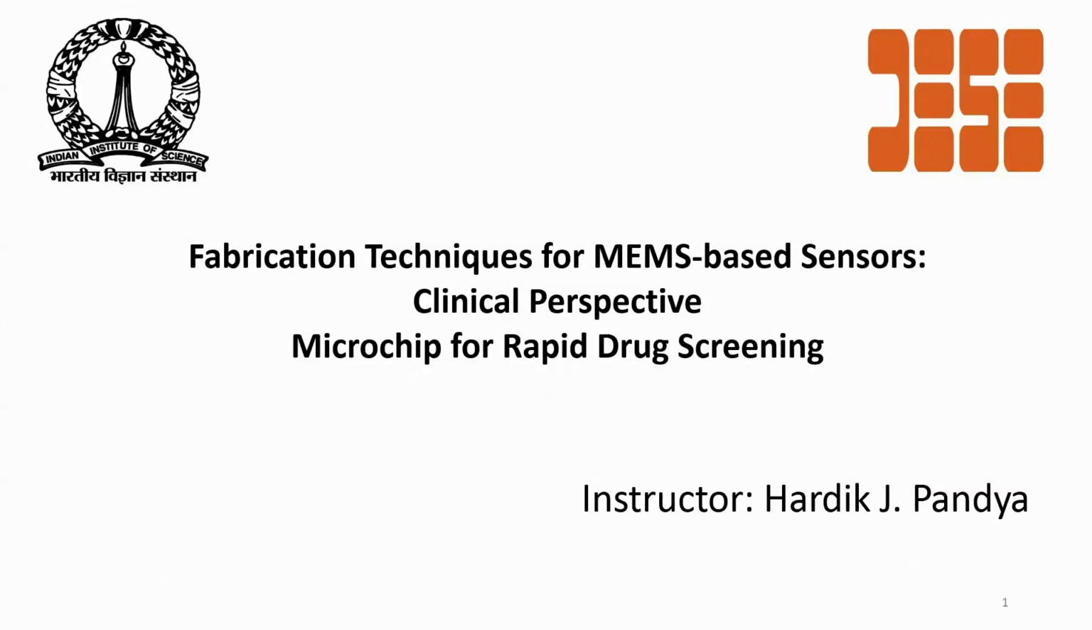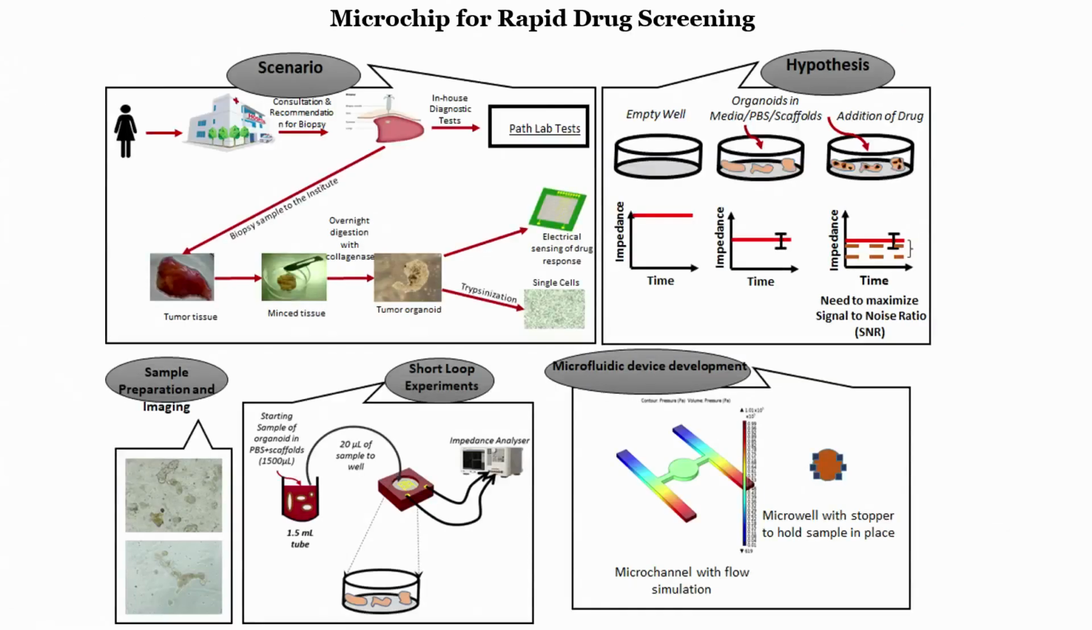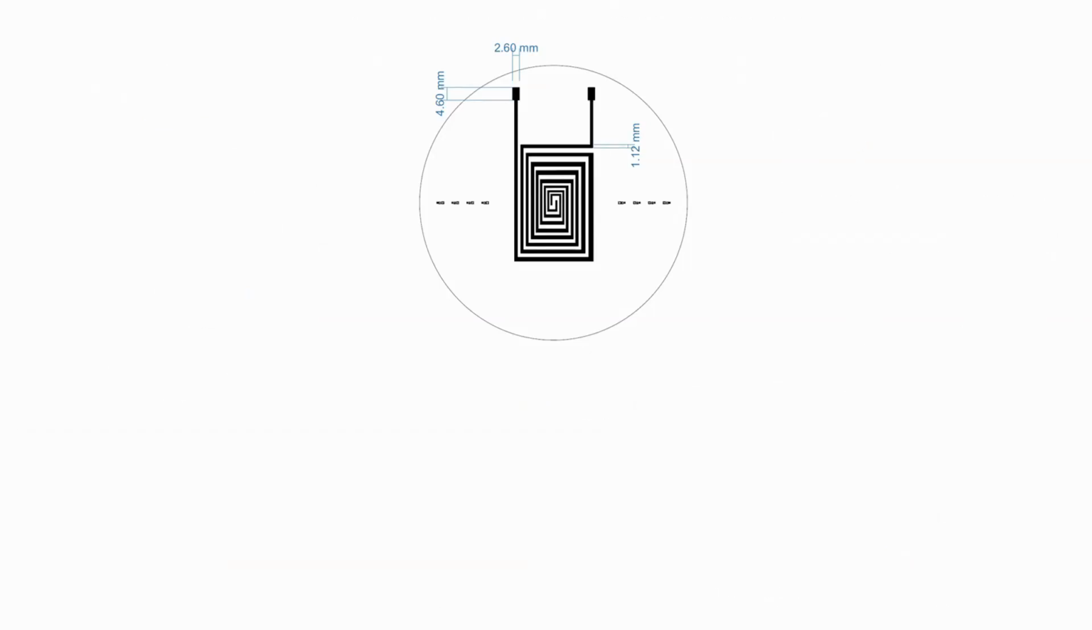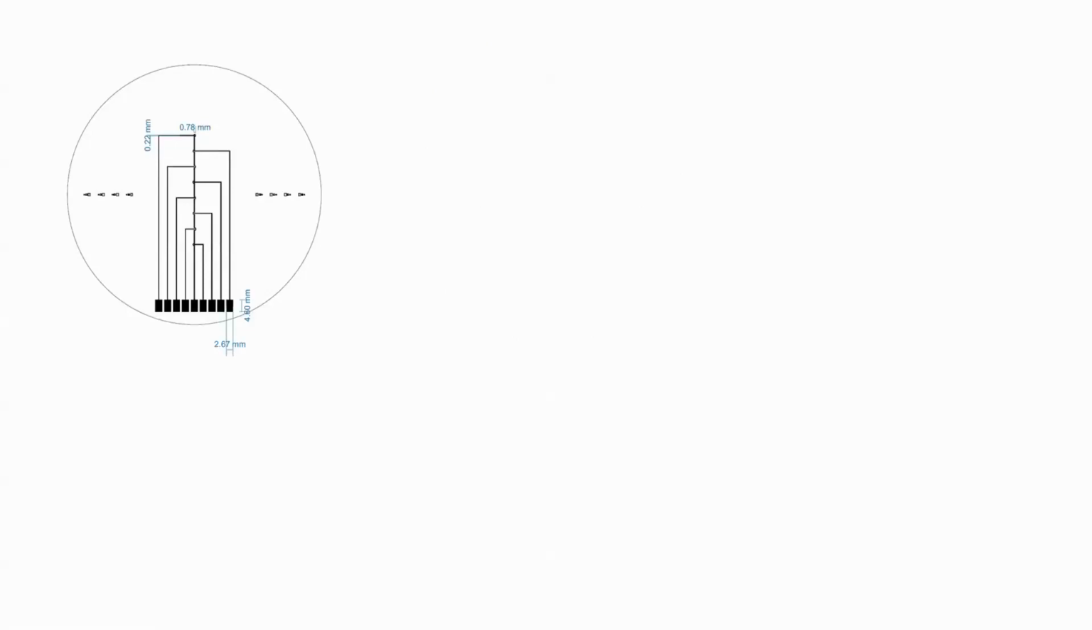So, let us quickly recall what we have studied in this particular class. We have concentrated on developing a microchip for rapid drug screening. The idea is, can we develop a drug screening tool which is patient centric, and we can understand the efficacy of a drug within 12 to 24 hours. For that, we have seen how we can draw a process flow for fabricating a microchip. We have seen the process for individual components, starting from the heater, then interdigitated electrodes, then how to create a PDMS channel using a mold, and here we have considered SU8.